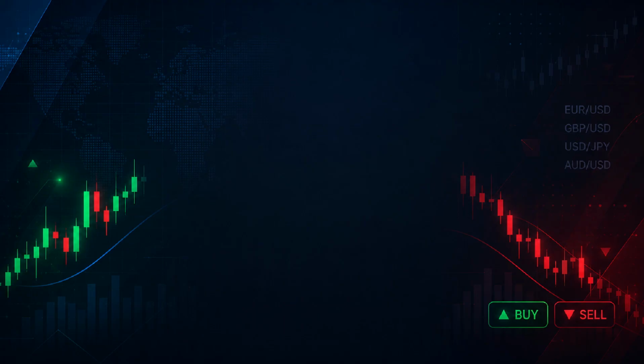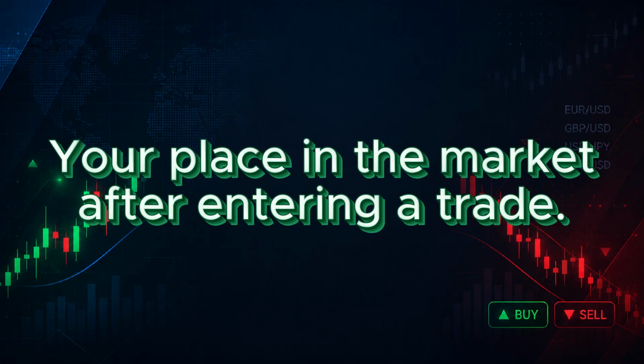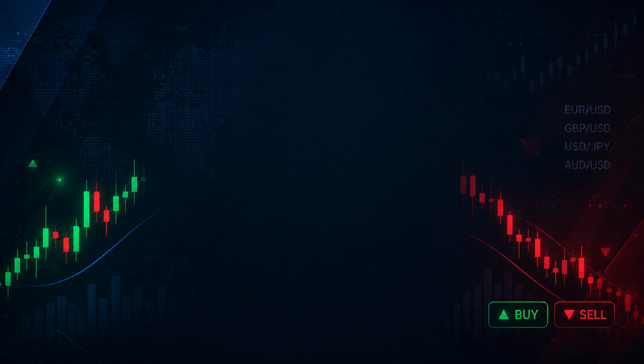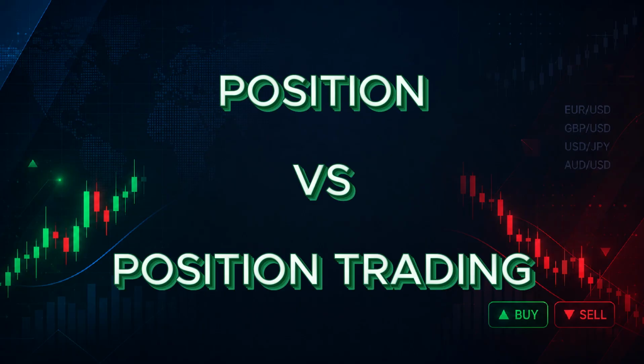Why is it called a position? The word position describes your place in the market after you've entered a trade. Whenever you buy or sell a currency pair, you're taking a position based on your analysis. You believe the market is likely to move in a certain direction, so you enter the trade accordingly. As long as that trade remains open, you have a position. Once you close the trade, your position ends. It's really that simple.